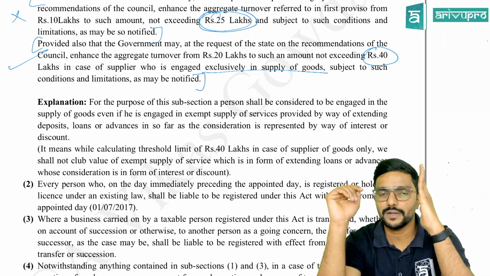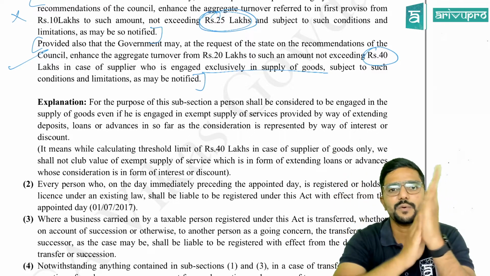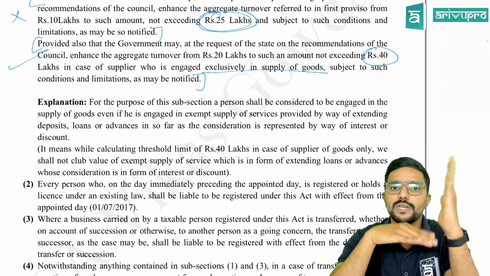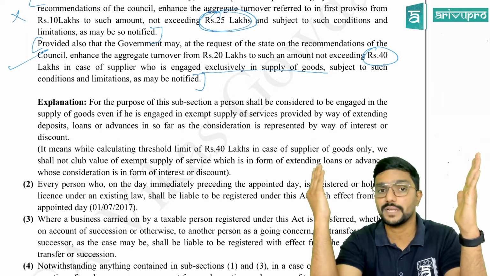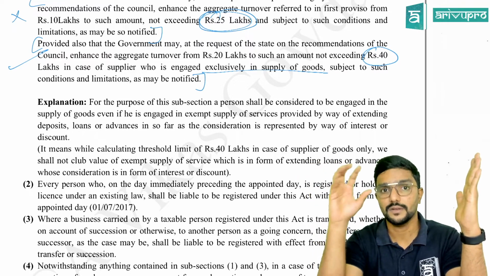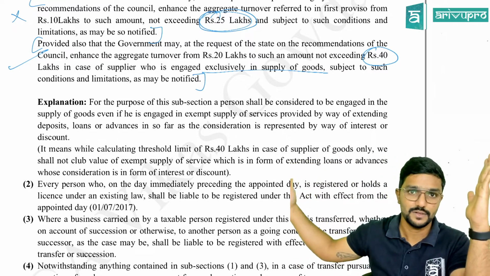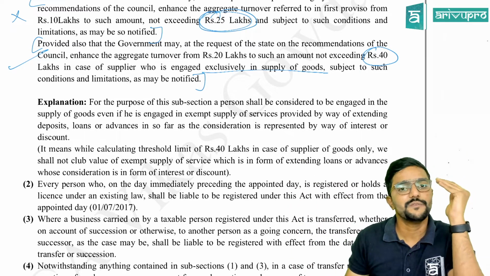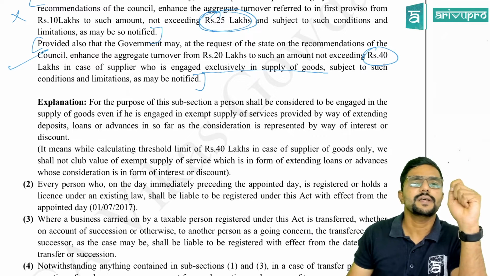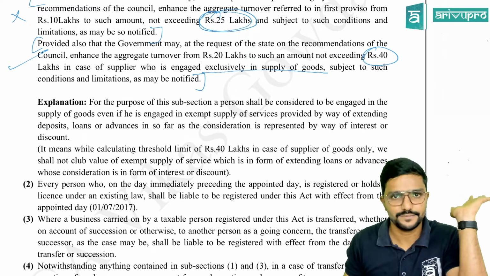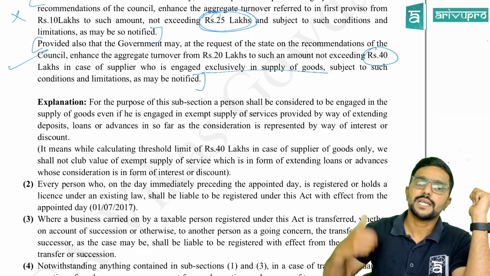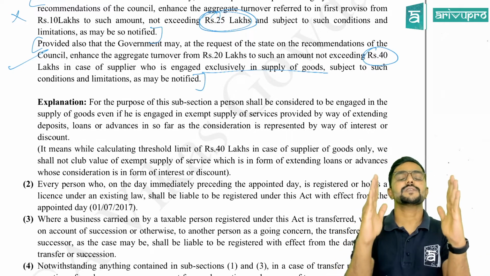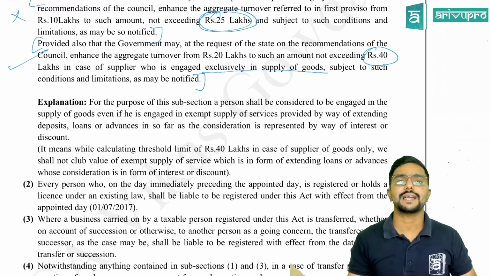Sir, what if I am supplying only services? Only services, 20 lakh. Sir, what if I am supplying only goods? 40 lakh might be applicable. I am not telling it is applicable because there are some exclusions there where 40 lakh is not applicable. They have given. Okay. If you are exclusively supplying the goods, then it can be 20 lakh or 40 lakh. Okay, sir. Next, sir, I am supplying both goods as well as services. In that case, it is always 20 lakh.